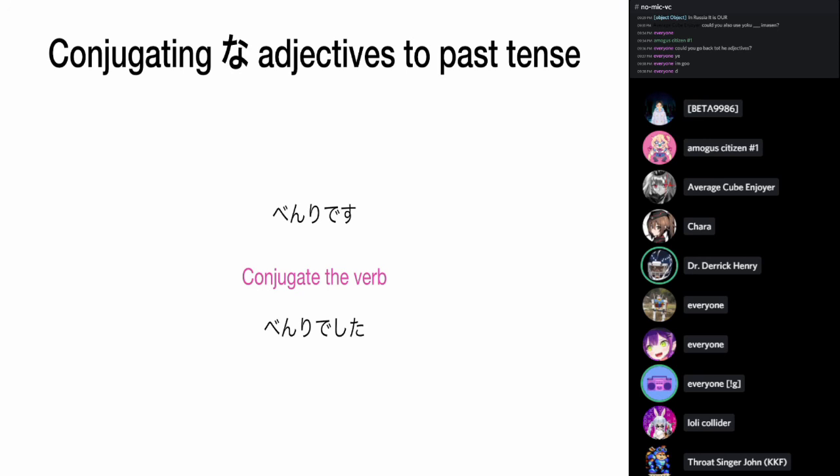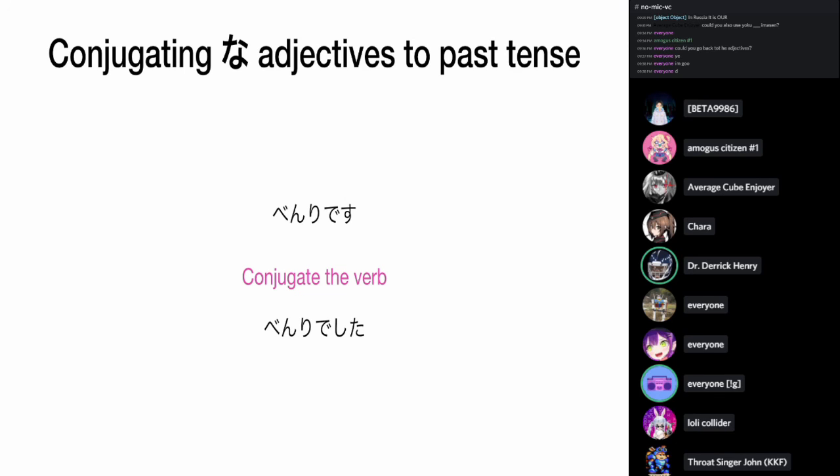To do a na adjective, you can't actually change the adjective itself. You can't drop an e, for example. So what you have to do instead is conjugate the verb. Benri on its own stays as it is. It's a nominal adjective, that's what na adjectives are. It's a nominal, so the word doesn't change. So you have to conjugate the verb. And so benri desu becomes benri deshita. That's the verb ending that you're used to, to make it past tense.